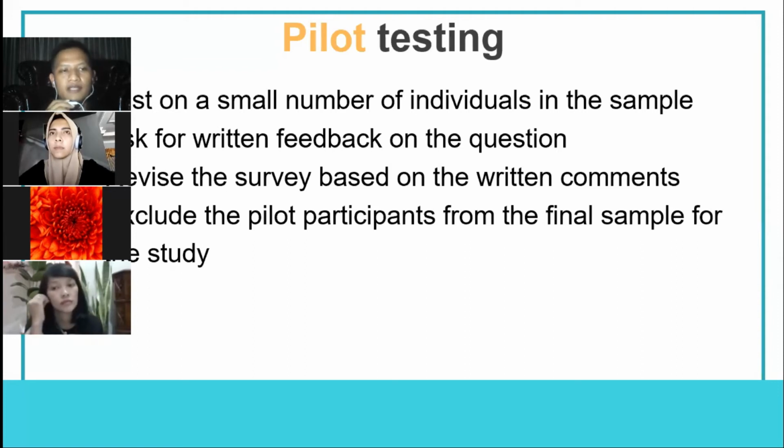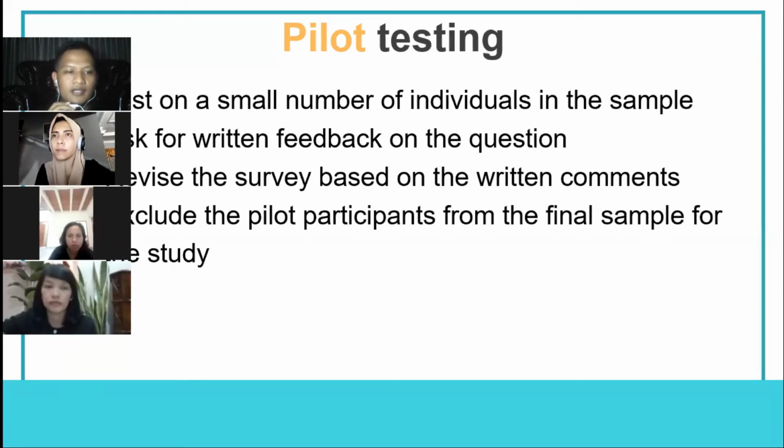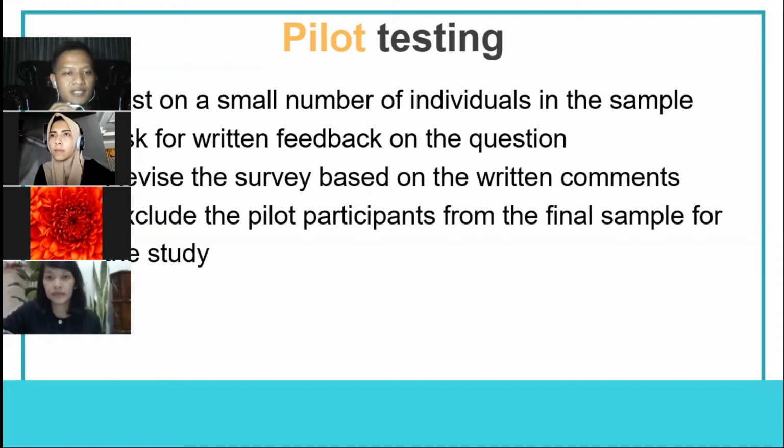For the second one, ask for written feedback on the questions. After we give the test to a small number of individuals, based on this test we need to get feedback on the questions, so that by having this feedback we are able to make our survey better and better. The next is to revise the survey based on written comments. Of course, after we get the feedback from the respondents, the next step is to revise our survey, so that when we conduct the real survey, the questions will not have mistakes anymore.